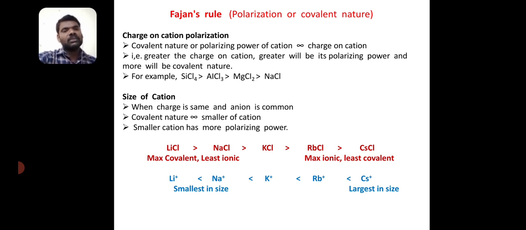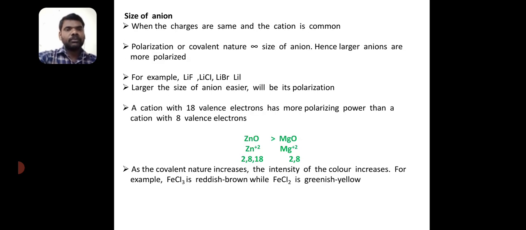Next, the size of the cation: when the charge is the same and the anion is common, the covalent nature is directly proportional to the smallness of the cation. For example LiCl, NaCl, in which the anion is the same but the cation size is different. In this order, from lithium to cesium, LiCl is maximum covalent and least ionic, and cesium chloride is maximum ionic and least covalent, since lithium is the smallest and cesium is the larger in size.